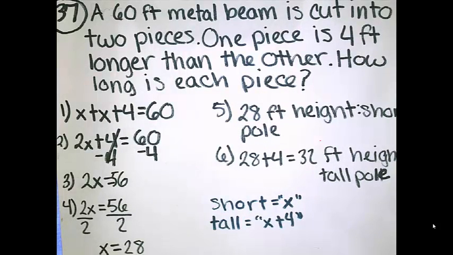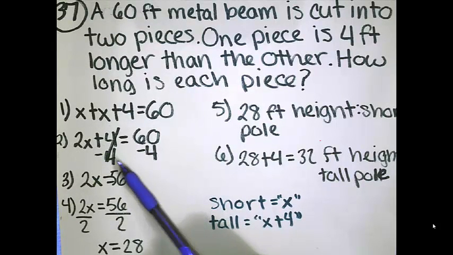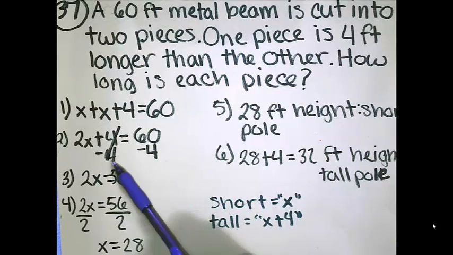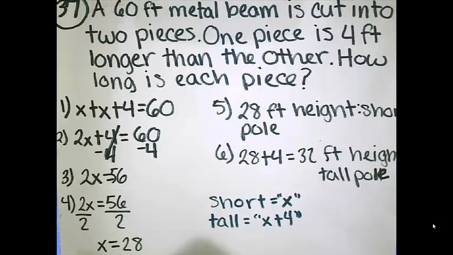You have to combine like terms. So it would be 2x plus 4 equals 60, and to combine like terms, the 4 and 60, you would subtract 4 on both sides. 2x equals 56 is what the next equation should look like. You would divide both sides by 2, and you get x is 28. X would be the shorter pole because one pole is 4 feet longer than the other. So then you would add 4, and you get 32 feet for the longer pole.